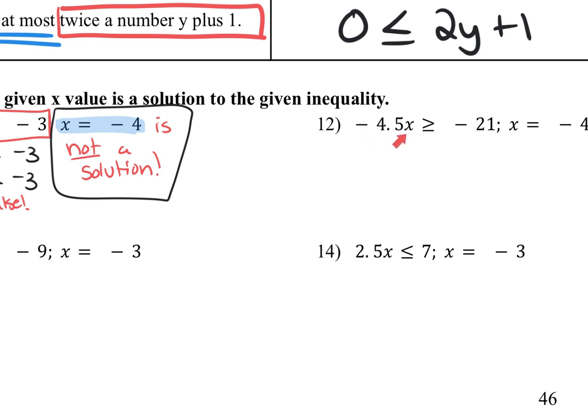We have negative 4.5x is greater than or equal to negative 21. There's our inequality, right? And then they're saying, okay, check if x equals negative 4 is a solution or not. What is the negative 4.5x, what operation am I doing there? Multiplication. So when I replace x with a negative 4, can I just write it like that? Ooh, no. What do I need? Parentheses. Yes. That way I don't accidentally subtract it when I should be multiplying it, because that would give me a very different answer. Okay?